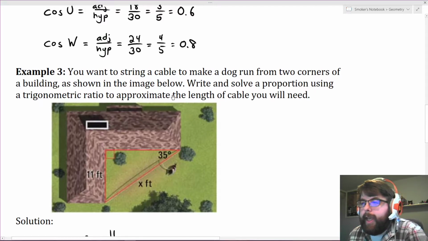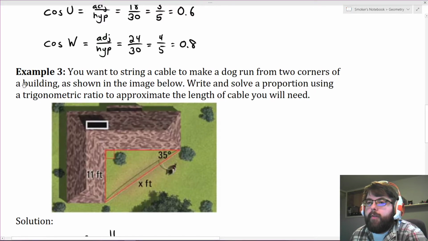You want to string up a cable to make a dog run from 2 corners of a building. Okay, so you're stringing up a cable that allows your dog to run from 2 corners of a building. Write and solve a proportion using the trigonometric ratio to approximate the length of the cable you need.